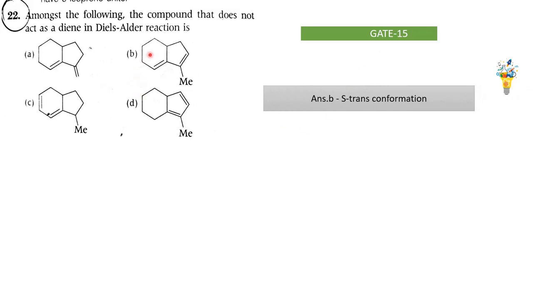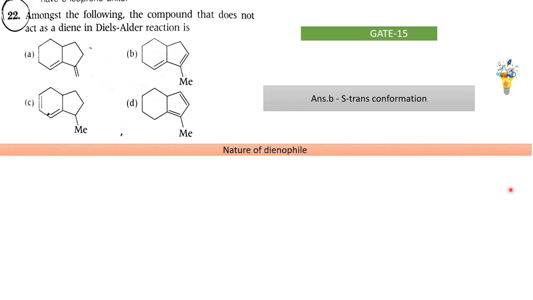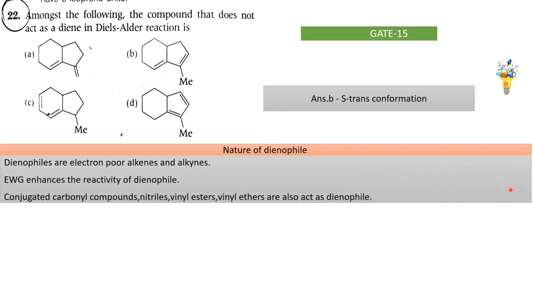It is a trans side compound. So it is a trans compound. Otherwise, D and C are the cis compounds. So B does not act as a diene in the Diels Alder reaction. Okay. Then the nature of the dienophile. The dienophile is an electron poor species. So some electron withdrawing groups are present in it.